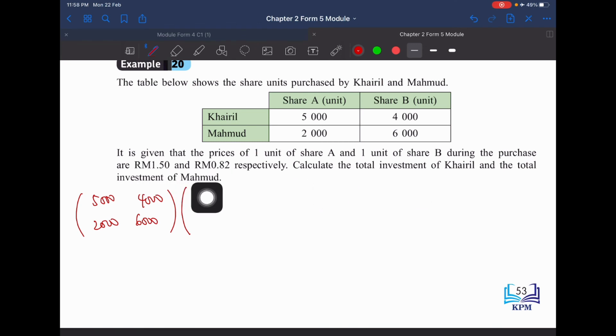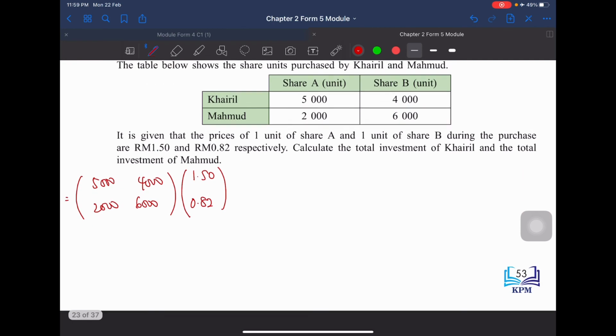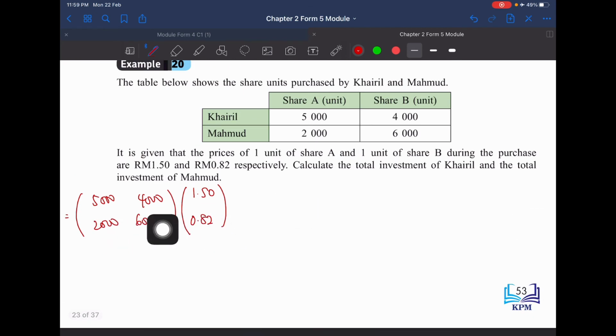So you write the X on the top, A on the top and B at the bottom. So you have 1.50 and 0.82. Can you convert it? Okay, so it will look like this. So this is actually multiplication of two matrices. Let's multiply it.